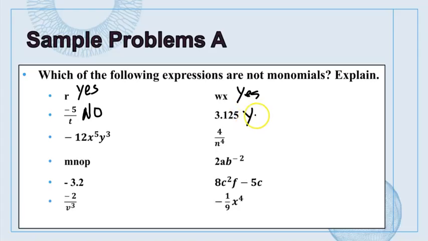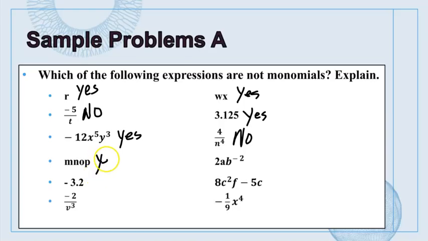3.125, yes, this is a monomial. We would consider that a constant because it's just a number. Next, -12, x to the 5th, y to the 3rd. Yes, that is a monomial. It is one group of numbers and letters, and it's a product of numbers and letters. Next, 4 divided by n to the 4th. No, because if I were to put n to the top as a product, it'd be 4 times n to the -4th. And we already went through that: if you have a negative exponent, it cannot be considered a monomial.